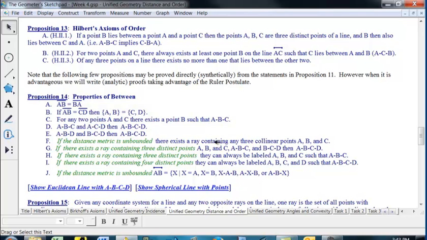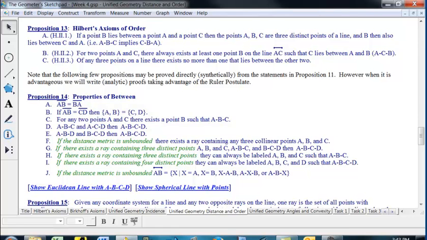If the distance is unbounded, any three collinear points, there exists a ray containing them, and any four collinear points, actually there exists a ray containing them. And then this says if there's a ray containing them, you get these things. And so that'll work in spherical geometry if they're all on the same ray. If they're not all on the same ray, then of course this doesn't necessarily work. And of course they'll always be on the same ray by property F there.